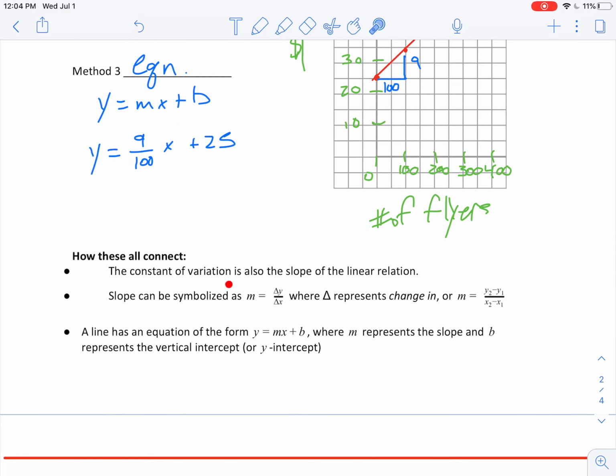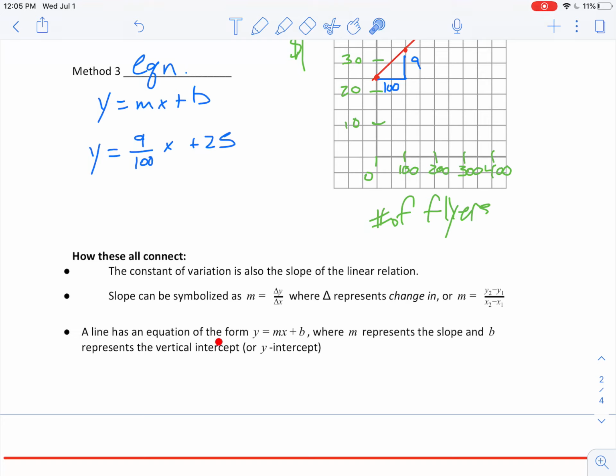The constant of variation is also the slope of a linear relation. Slope can be symbolized as m equals the change in y over the change in x, right? Or slope is equal to y2 minus y1 over x2 minus x1. Or we have 2 points: the second y value minus the first y value, all over the second x value minus the first x value.